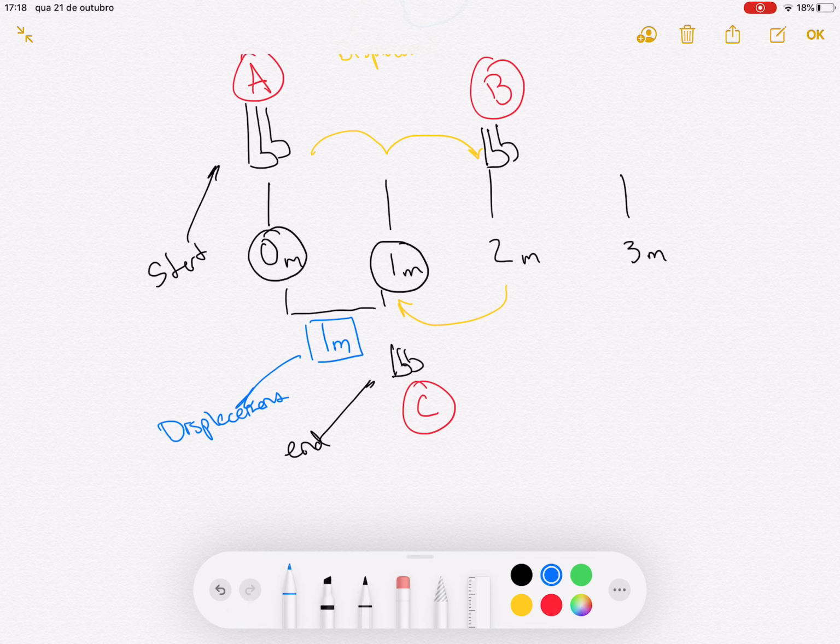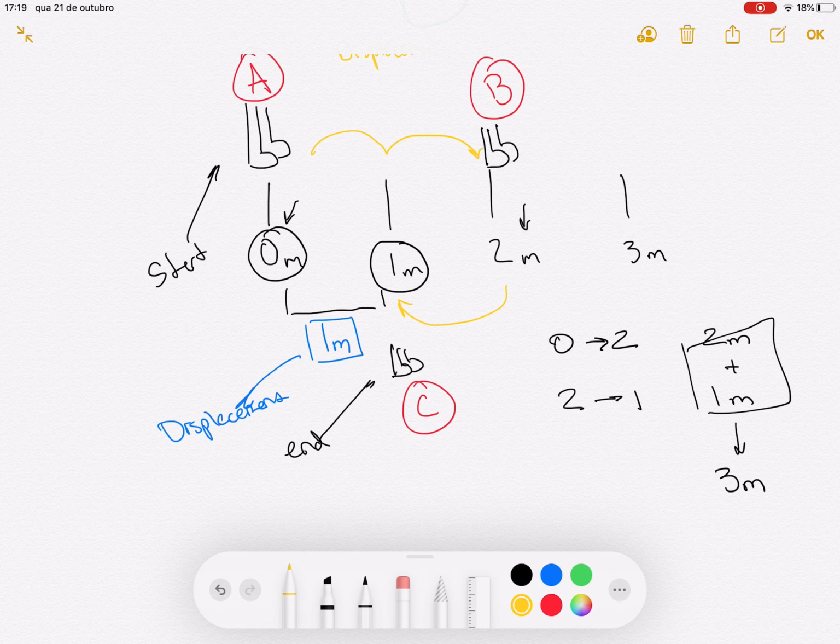Now, to find the actual distance, we need to look at the steps you took to get to where you ended up. So here you went from 0 to 2 meters. So this distance from 0 to 2 meters is 2 meters. And then you went from 2 meters back to 1 meter. And so from 2 to 1 is a 1 meter distance. And so what do you have if you add these two together? 3 meters. And so this is your distance.